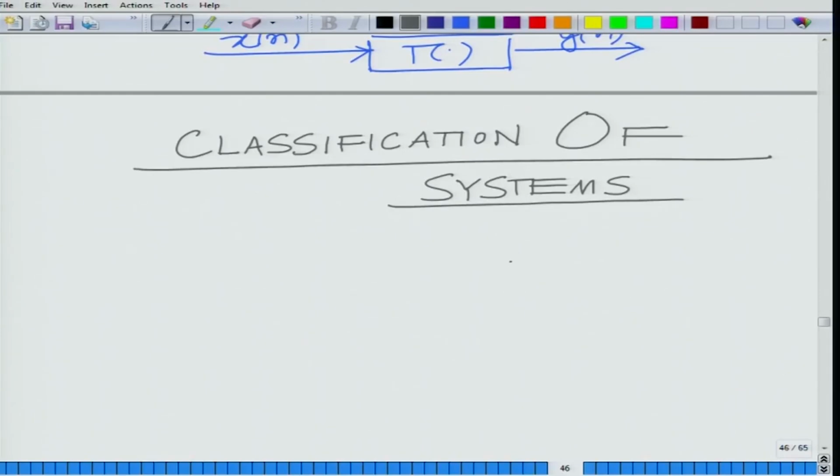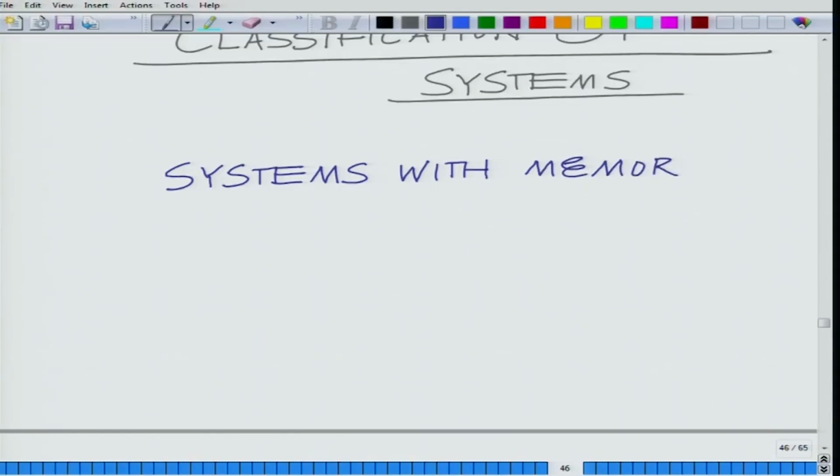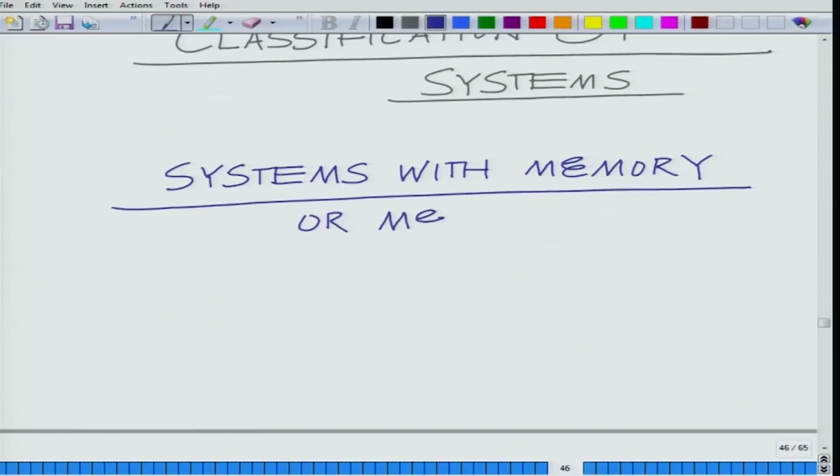The first important class of systems that we are going to look at is systems with memory and memory-less systems. That is, systems can either have memory or they can be memory-less. These are two different kinds of systems.